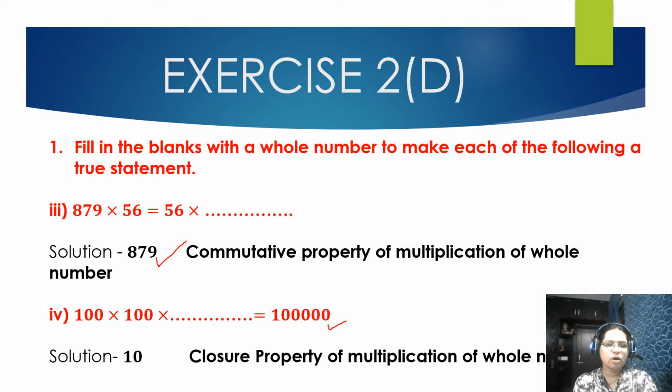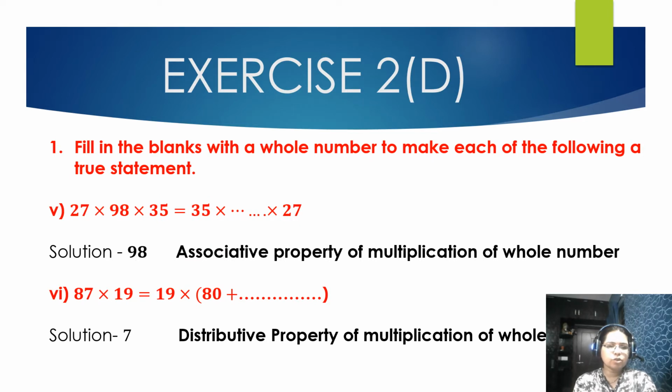So we have to add one more zero. 100 multiplied by 100 multiplied by 10. 10 is 1 0, so the total number of zeros now on the left hand side is 2 plus 2 plus 1. So we have to write down 10. And this is the closure property of multiplication of whole numbers. 100 multiplied by 100 multiplied by 10 equals 1 lakh.